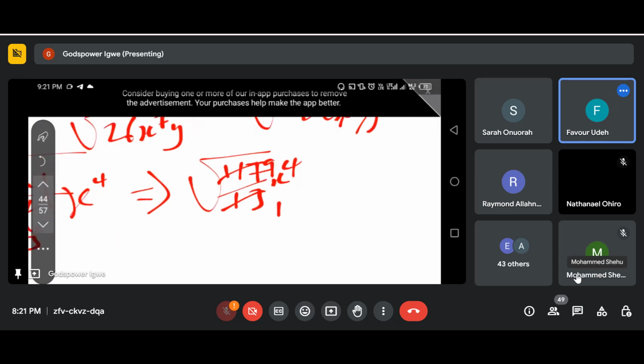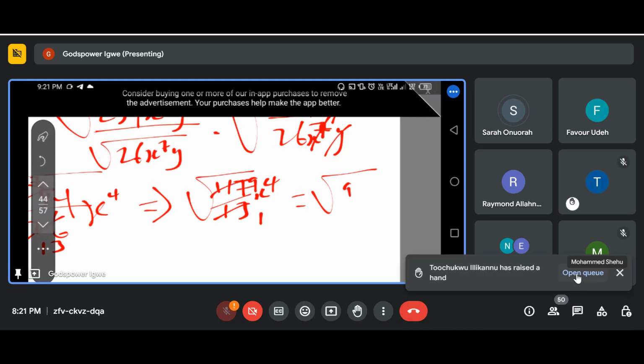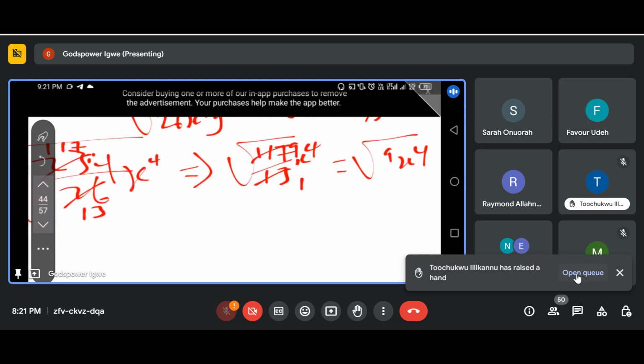This will now give us root of 9x to the power 4. So we now have 9x raised to power 4. We get root 9 to be 3, and then x to the power 4 is going to be x squared. So our answer is going to be 3x squared. I hope you understand how.